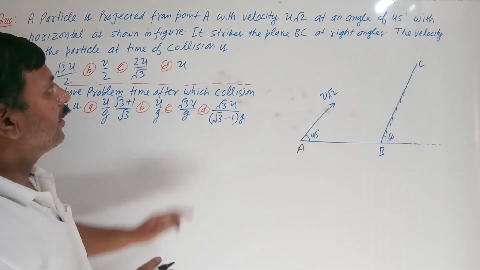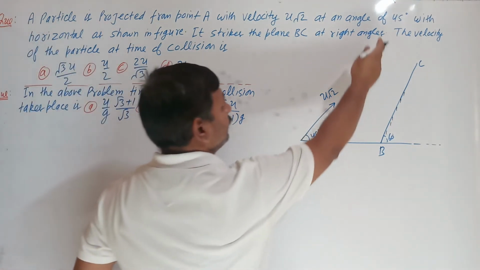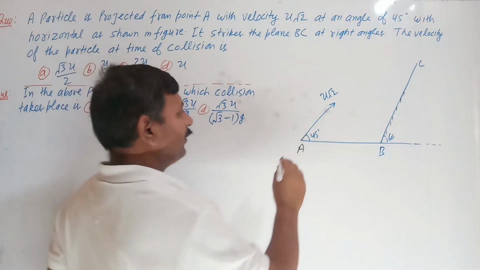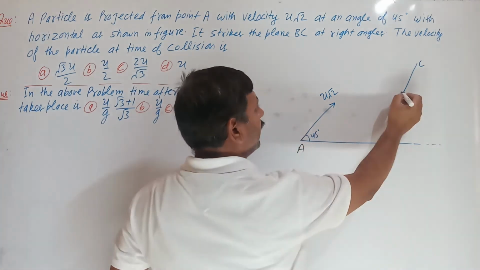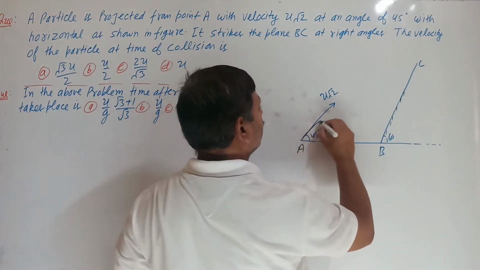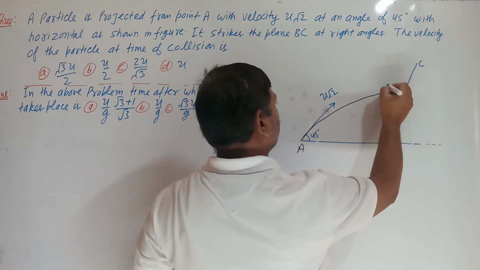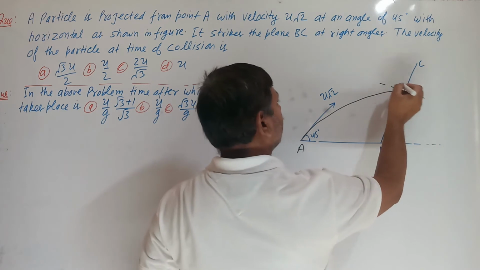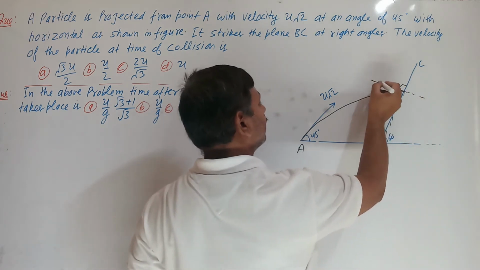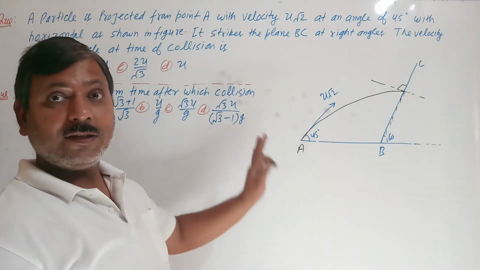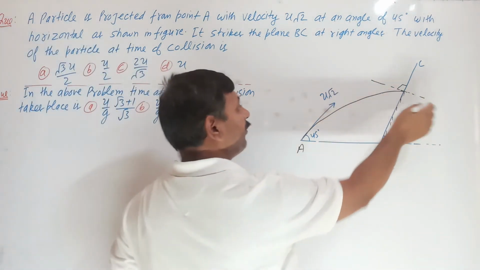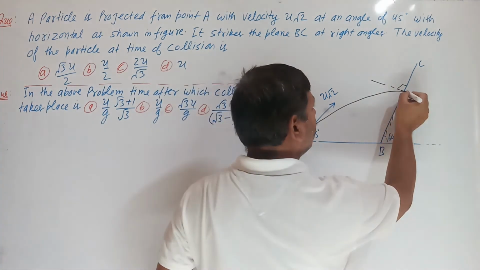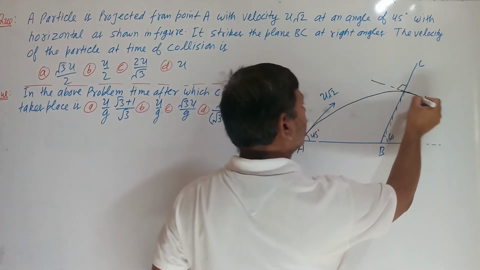Okay. See here, they have given the condition that it collides with plane BC at right angles. So see here, when it will collide at right angles, suppose this is the projectile. When it is colliding, it will be at right angles. This angle is 90 degrees. Remember, when it will collide, it will be at right angles. So the direction of velocity when it will collide will be perpendicular to this.